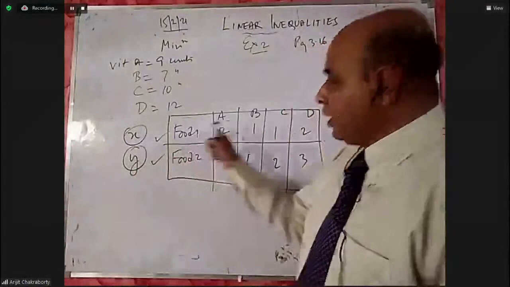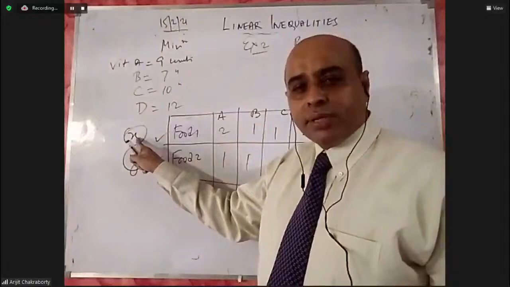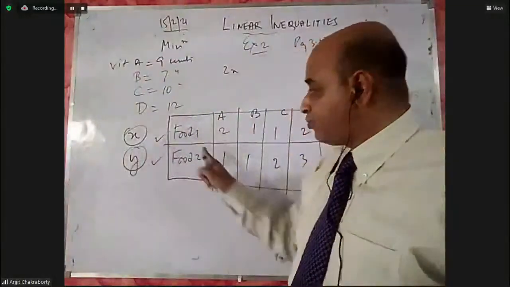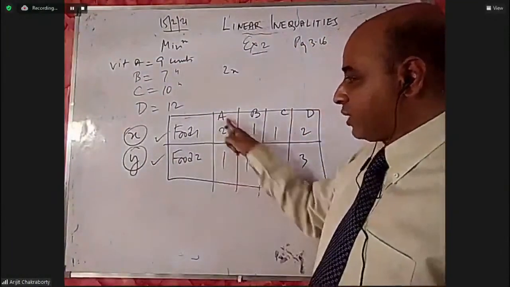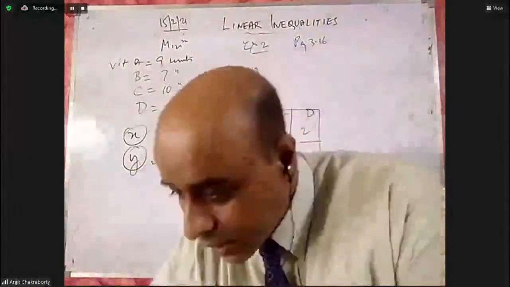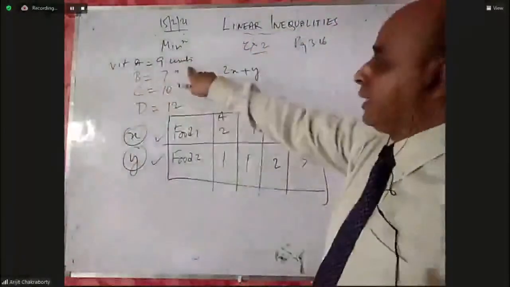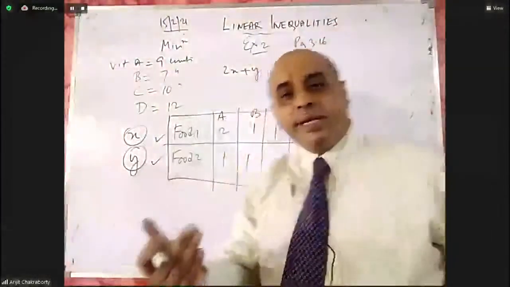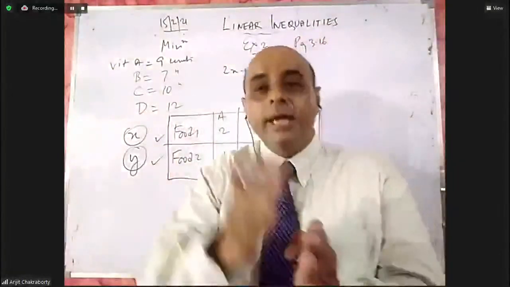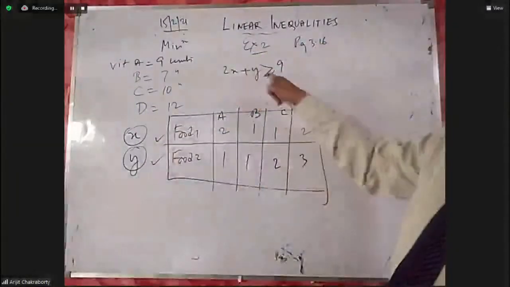Food 1 has 2 units of vitamin A. So if I mix X units, how much vitamin A will I get? 2 into X. With it, I am mixing Y units of food 2. Food 2 has 1 unit of A, so if I put Y, I get 2X plus Y. And this 2X plus Y must be at least 9 units of vitamin A, that means 9 and greater than 9. So we have 2X plus Y greater than or equal to 9.